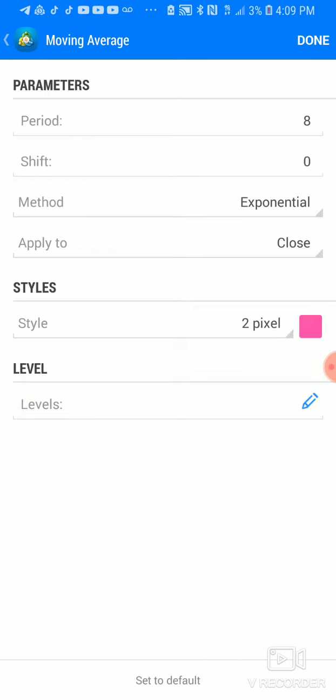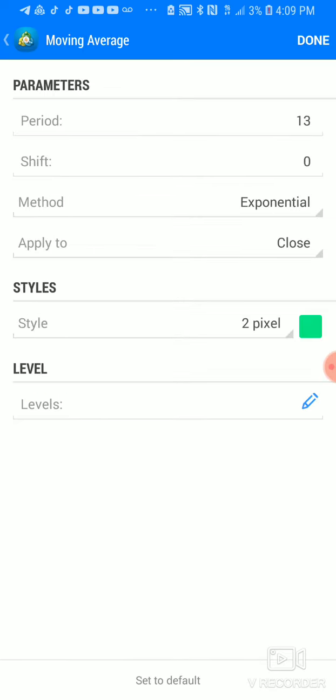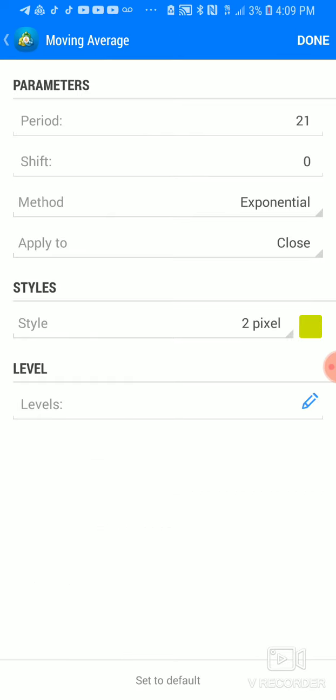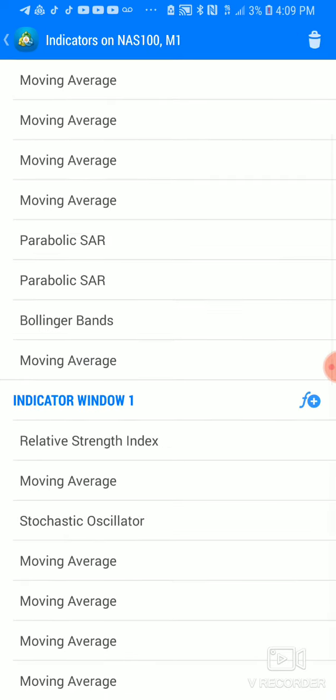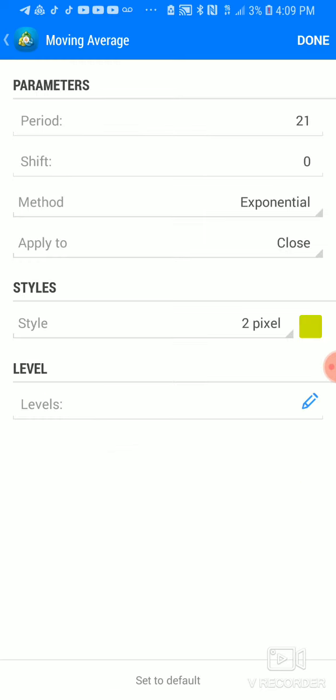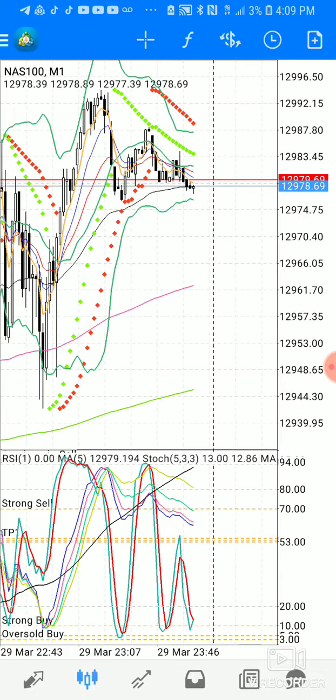Moving average of 8 exponential, not bad, 13 exponential, 21 exponential, and then a 200. Make sure I got all that right. Yep, and that's all that I have.